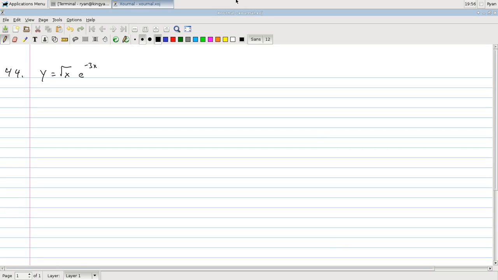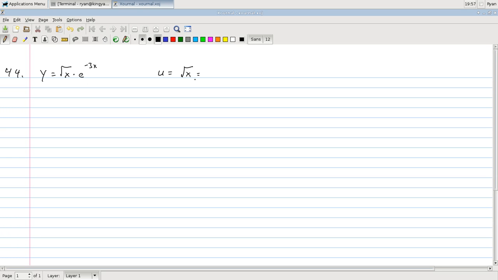Problem 44. Find the derivative of square root of x times e to the negative 3x. These two functions, square root of x and e to the negative 3x, are being multiplied, so we need to use the product rule. So first, our u is this first factor, square root of x.